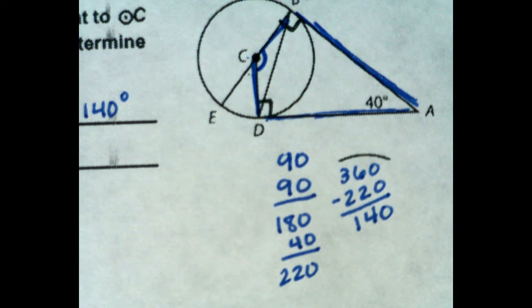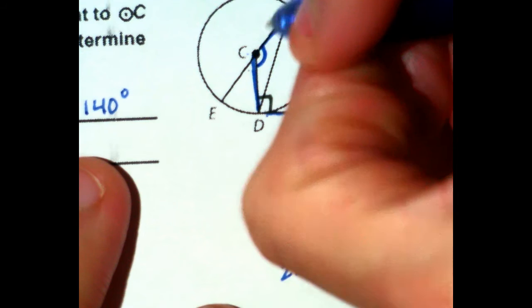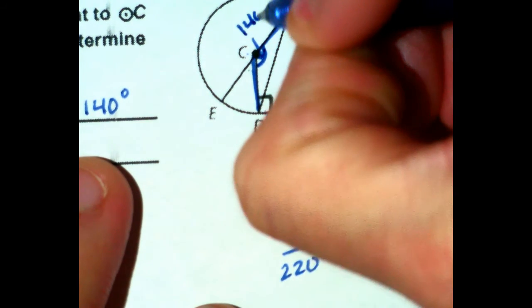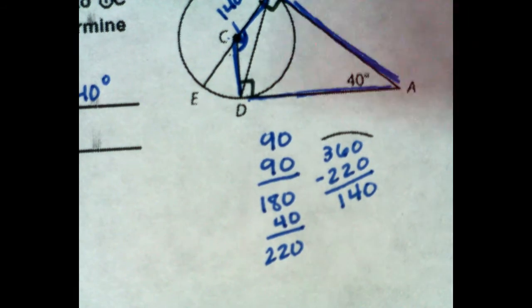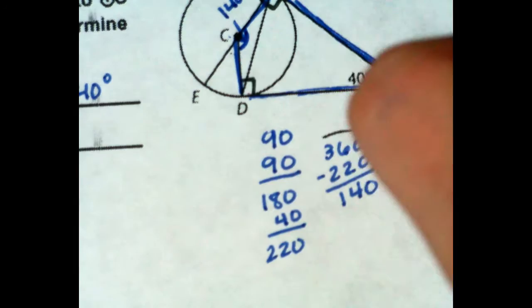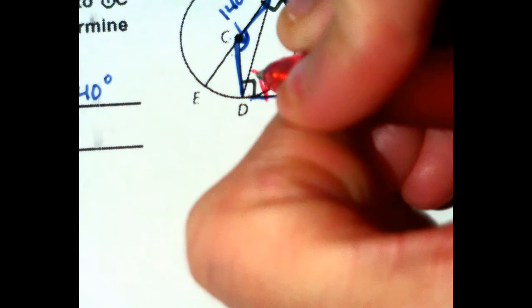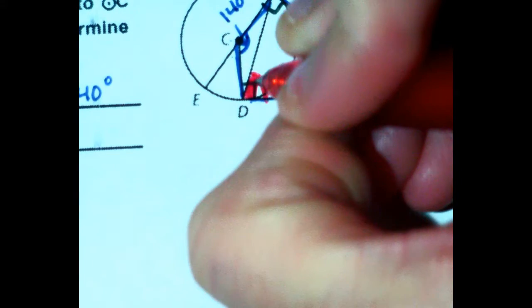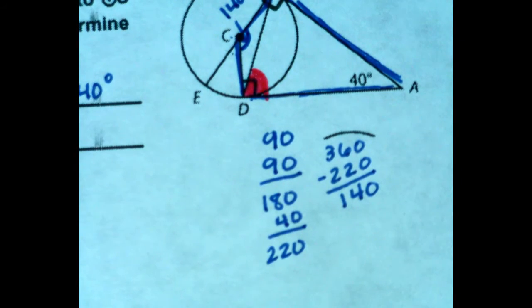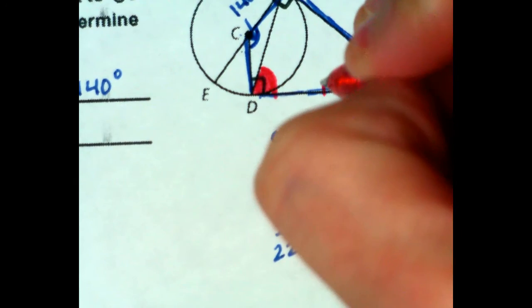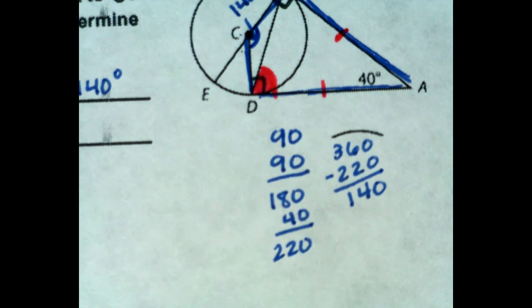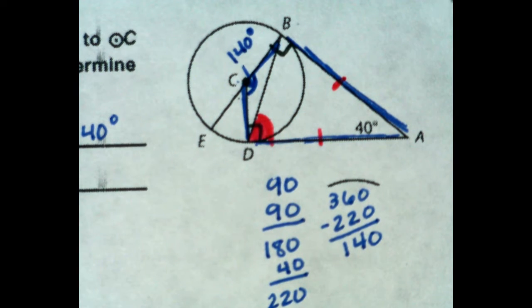Okay, now we know this is 140 right there. And we now need to find, number 3 says find BDA. This angle right here. We're going to learn in a minute that this actually is an isosceles triangle. So we're going to assume it is at the moment, but in the next theorem, we will actually learn it is.